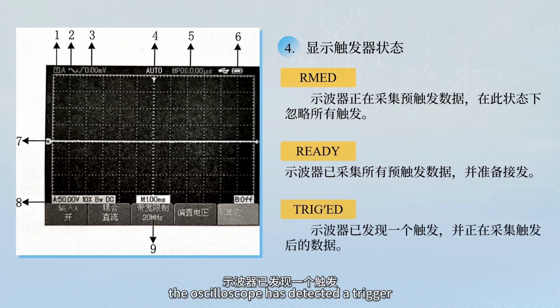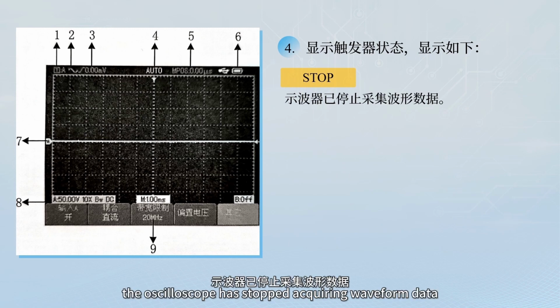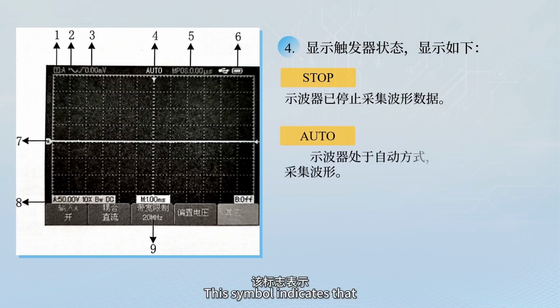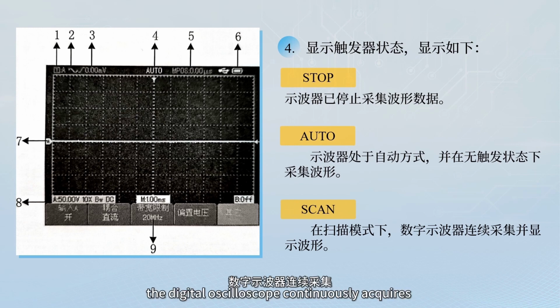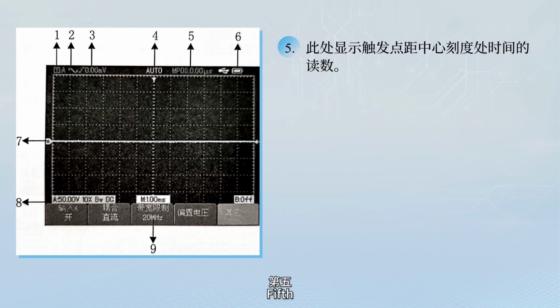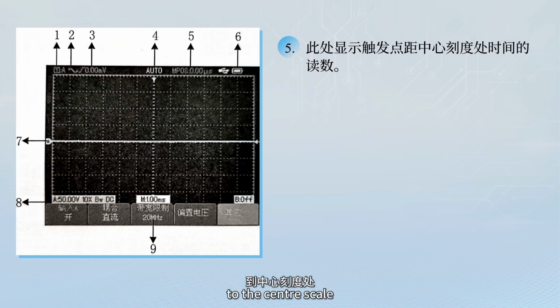This flag indicates that the oscilloscope has detected a trigger and is acquiring post-trigger data. This sign indicates that the oscilloscope has stopped acquiring waveform data. This symbol indicates that the oscilloscope is in the automatic mode and acquires waveforms in the no trigger state. This mark indicates that the digital oscilloscope continuously acquires and displays waveforms in scanning mode. Fifth, this shows the reading of the time from the trigger point to the center scale.